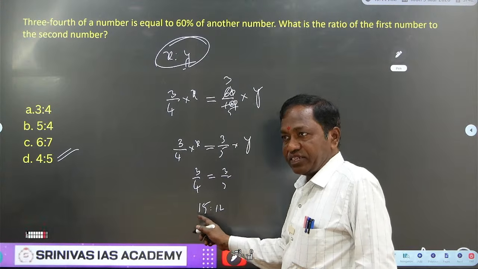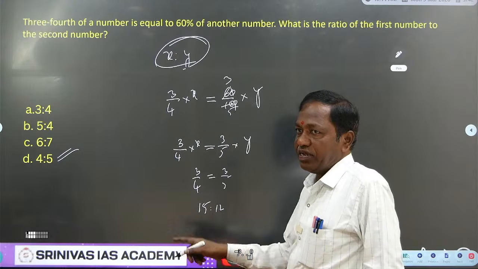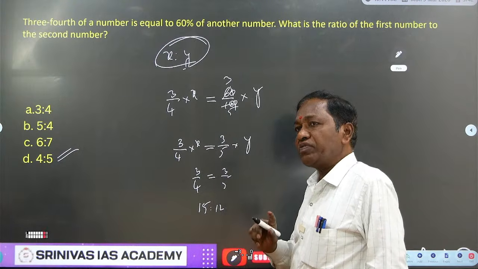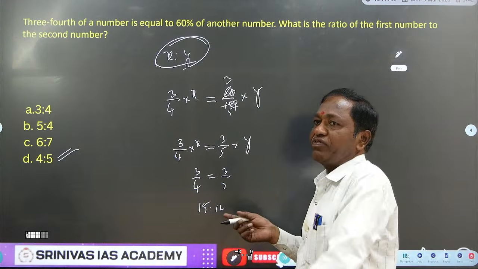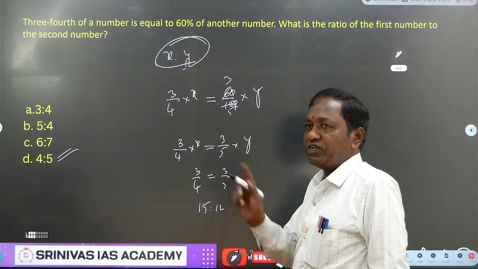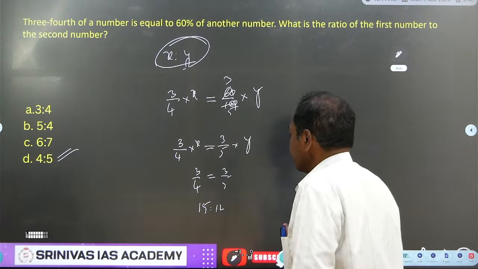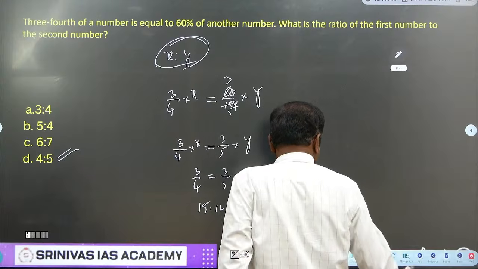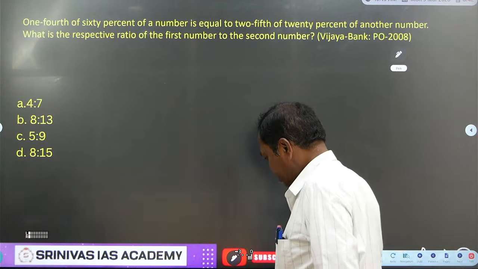But when x is here, 15 should be shifted to the right-hand side and 12 should be shifted to the left. If the ratio is second number to first number, x is shifted to the vice place and y should be shifted to the left place. That is the thing. Okay. Yes. Right, next.